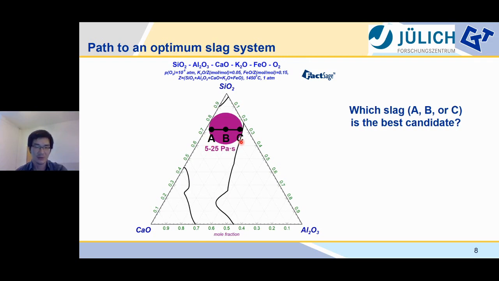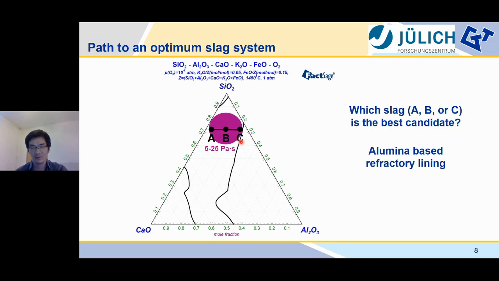The next issue coming to us is which slag is the best, slag A or slag B or slag C, because the viscosity of slag A is somehow the same as that of slag C. Can we say these slags are the same? No, I don't think so, because we need to consider another aspect, refractory corrosion, as I mentioned before.